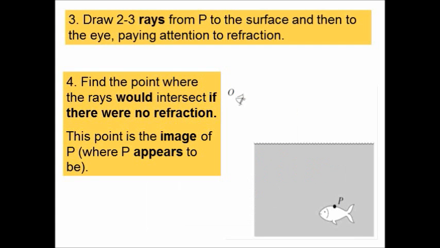Next, I would like you to indicate the direction of the light wave in water and in the eye using the rays, which are imaginary lines indicating the direction of the wave at each point. So draw two or three rays starting from point P, going to the surface and then to the eye, paying attention to the refraction of the wave at the boundary of the surface. Find a point where the rays that reach the eye would intersect if there were no refraction. This point is the image of P.